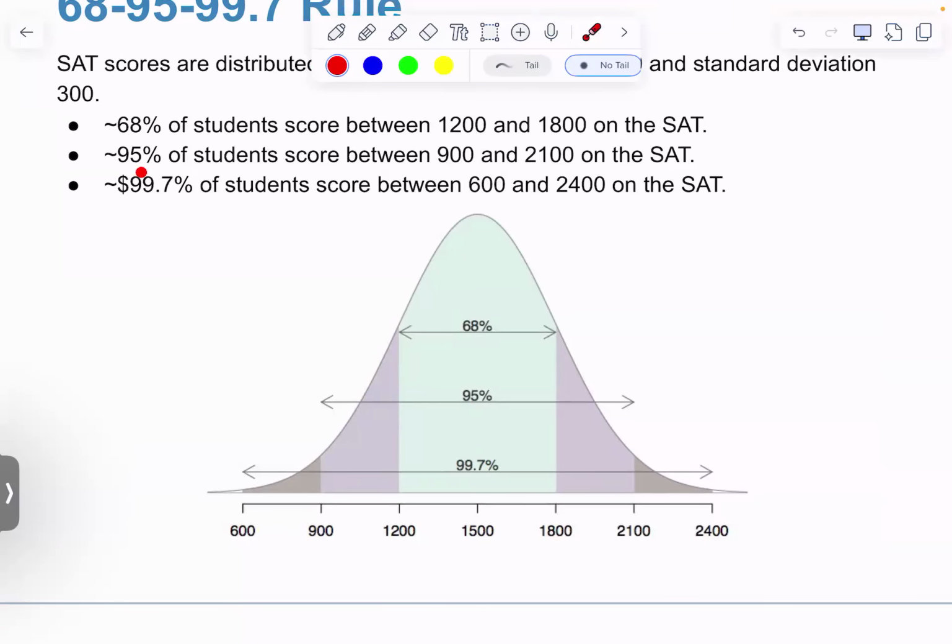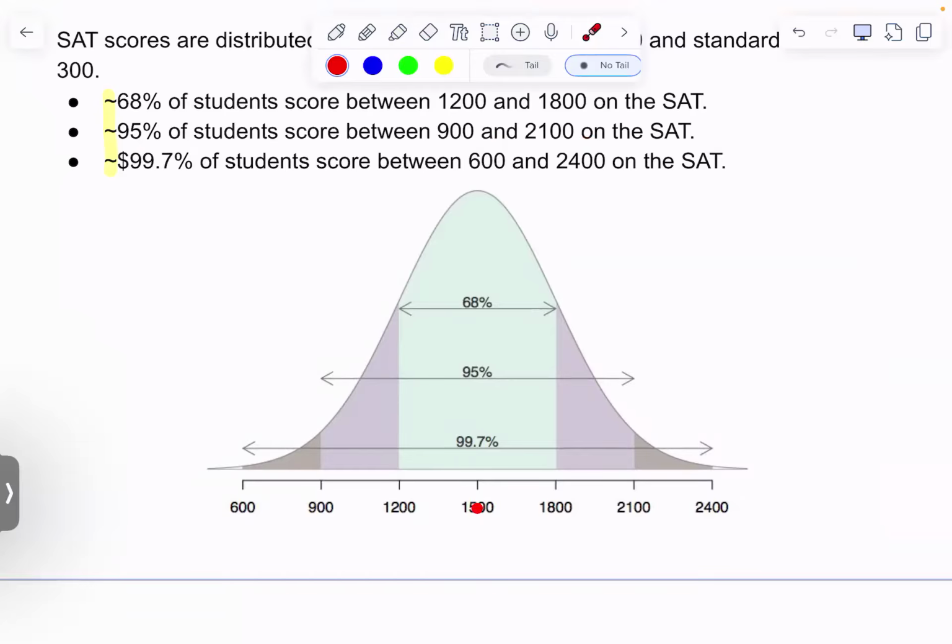95, roughly 95%. I'll highlight the approximation, that's important, roughly. 95% score between 900 and 2,100. So from 1,500, you can move down 300, down 300, down 300, and have these points. And then it's the same for 99.7% score between 600 and 2,400.